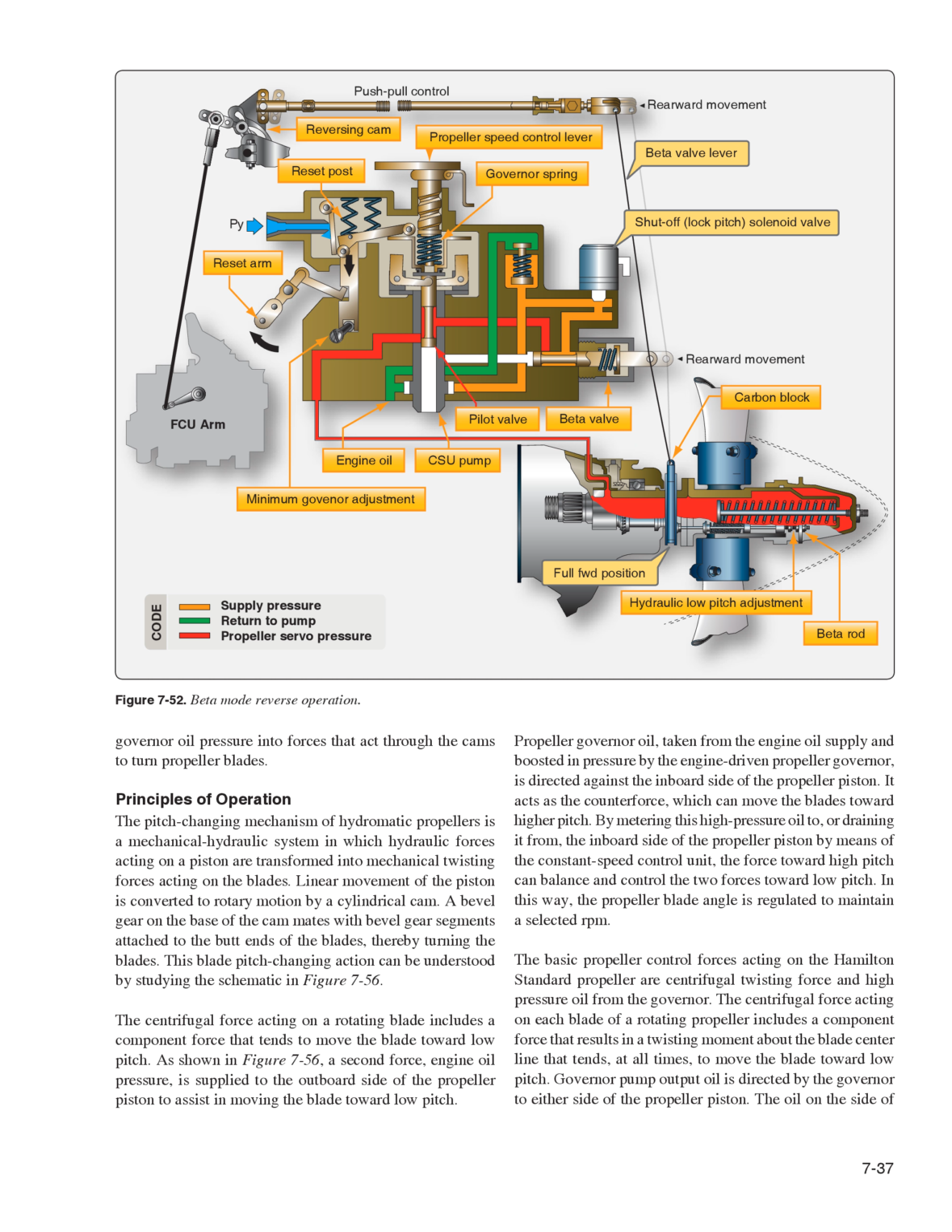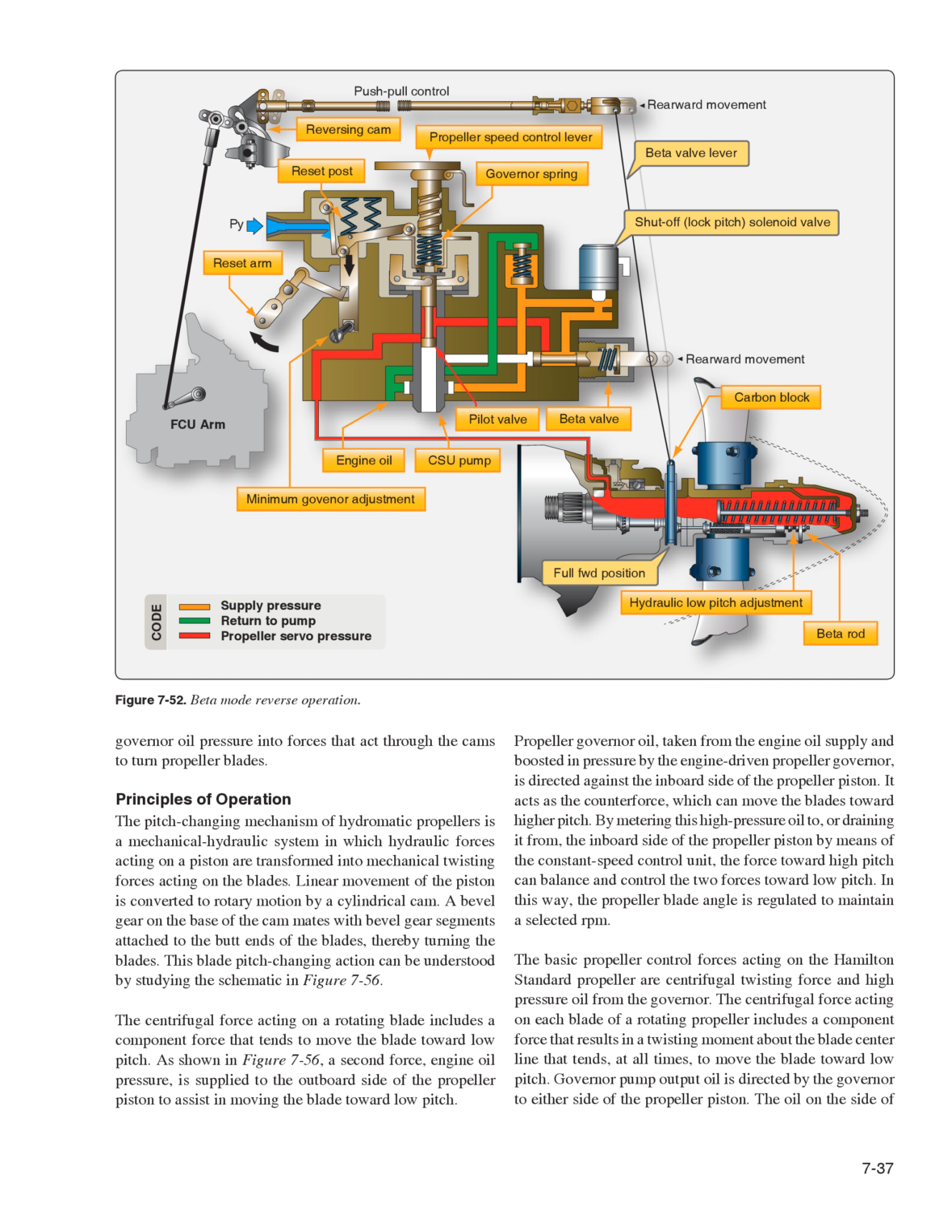By metering this high-pressure oil to, or draining it from, the inboard side of the propeller piston by means of the constant speed control unit, the force toward high pitch can balance and control the two forces toward low pitch. In this way, the propeller blade angle is regulated to maintain a selected RPM. The basic propeller control forces acting on the Hamilton Standard propeller are centrifugal twisting force and high-pressure oil from the governor. The centrifugal force acting on each blade of a rotating propeller includes a component force that results in a twisting moment about the blade center line that tends, at all times, to move the blade toward low pitch.